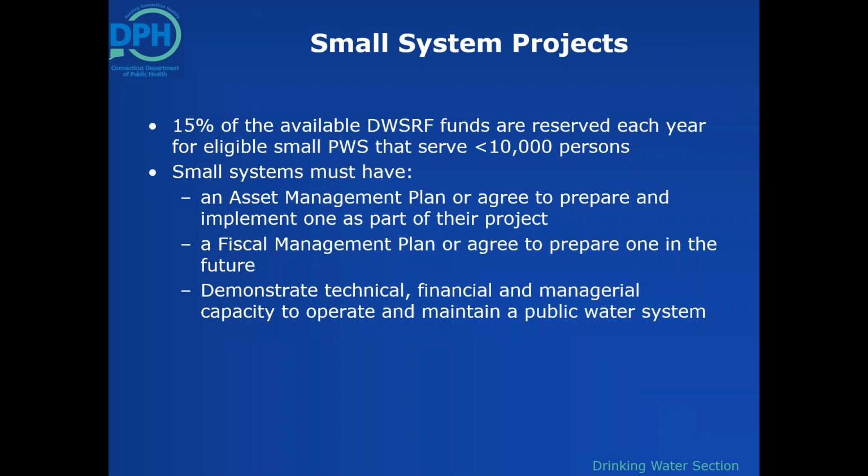In addition, any system we give loan money to must demonstrate technical, financial, and managerial capacity to operate and maintain a public water system. It's part of our due diligence. The fund is intended to keep these systems in good repair so the customers have water in perpetuity. So we need to make sure that the managerial structure and operations of that water system are geared towards that. We do look at the ability to repay the loan, the creditworthiness of the applicant, and we work with the state treasurer's office to qualify those borrowers for loans.